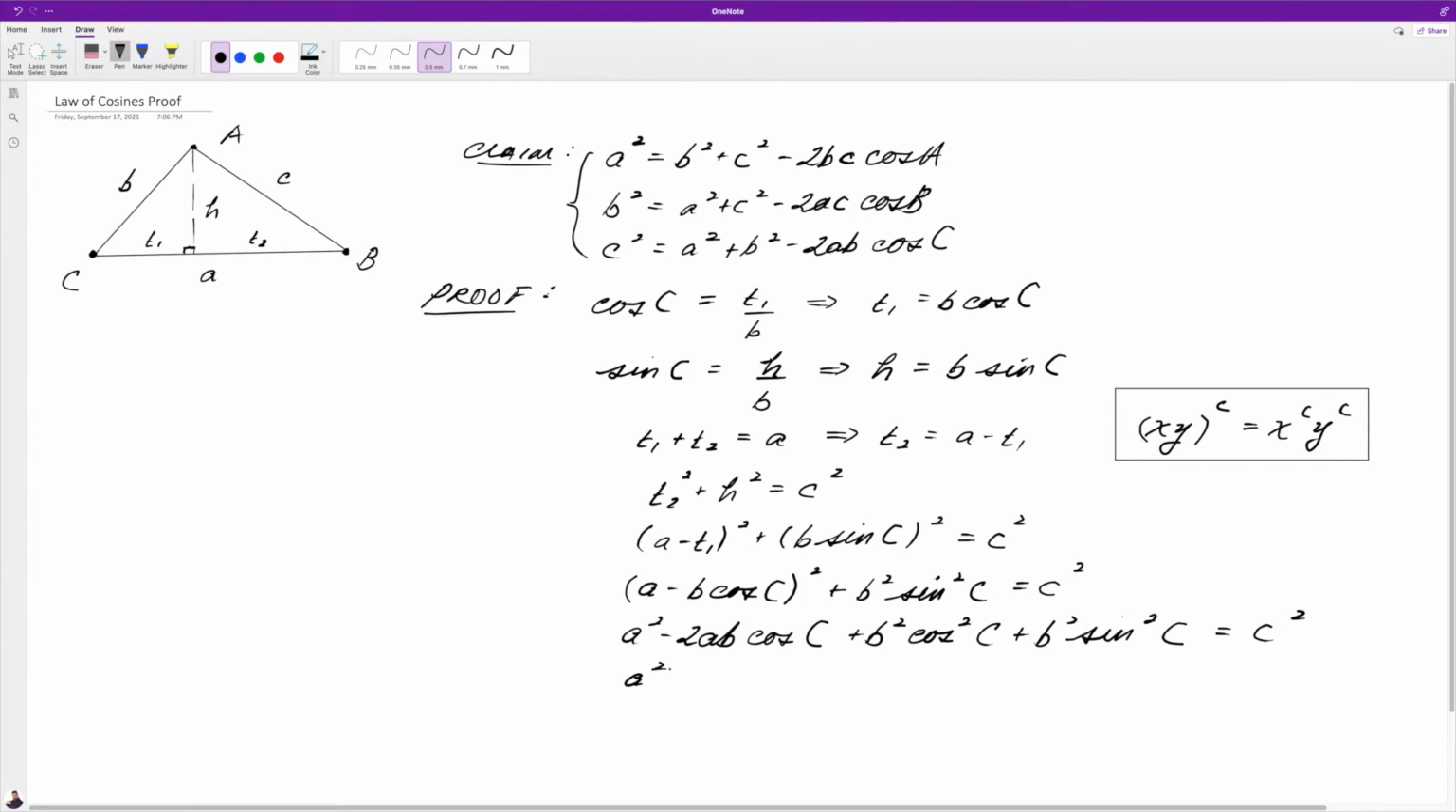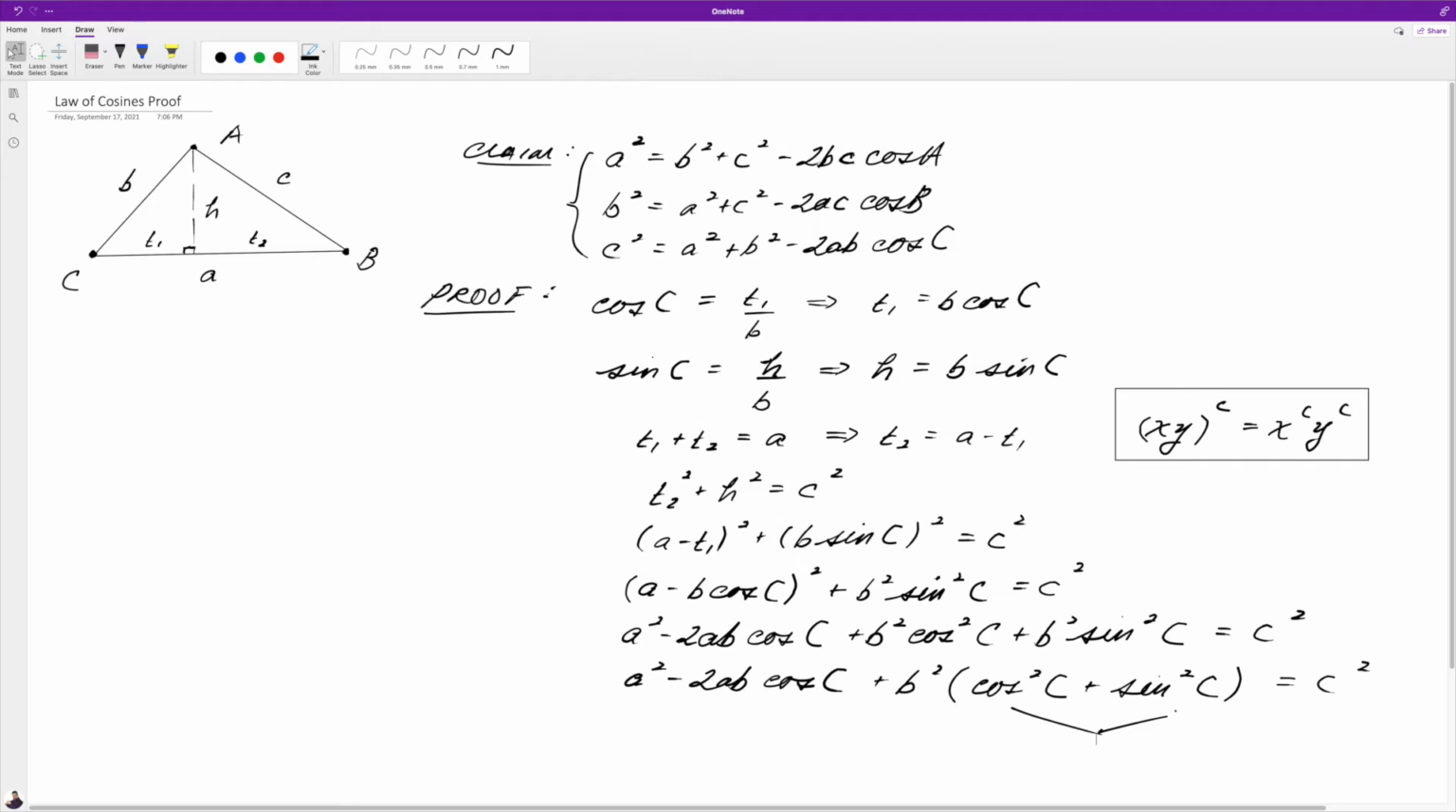And so we have a squared minus 2ab cosine big C plus b squared, and then I'm going to factor this out. So we have cosine squared big C plus sine squared big C is equal to C squared. Well, we would hope that cosine squared C plus sine squared C is equal to 1, because if that's the case, then we've proven the law of cosines.